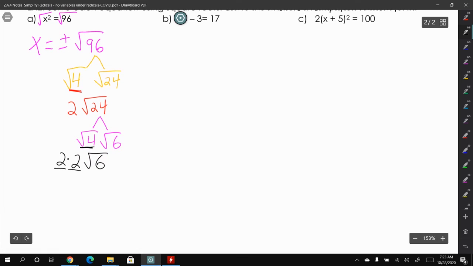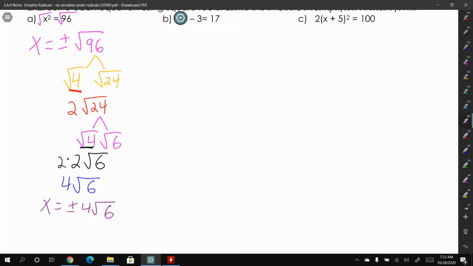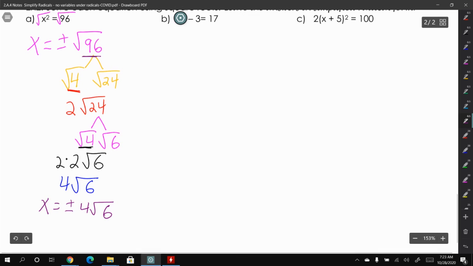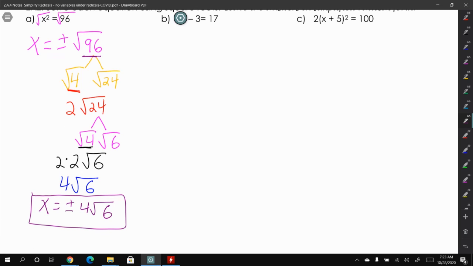2 times 2. 2 times 2 is 4. So we're left with 4 times the square root of 6. So that means x equals plus or minus 4 times the square root of 6. Now at the beginning you could have broken this 96 up as 16 times 6, and you would have gotten this answer a little bit quicker. To me, I didn't see that right away, so that's why I started with 4, and I would still get the same answer.